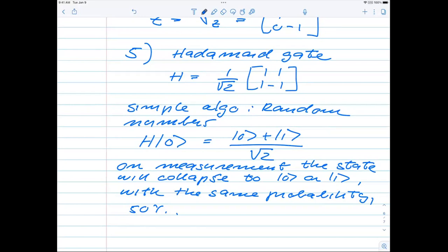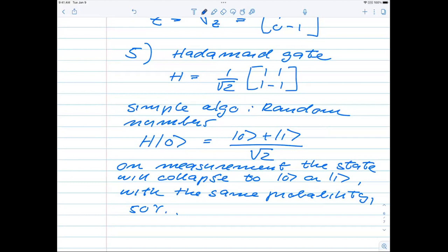If we can do this in parallel many times, we can interpret each classical measurement as a specific outcome, which is then used to generate a sequence of random numbers. So with this Hadamard gate, we could actually start making our first algorithm for setting up random numbers. Now, the Hadamard gate has some interesting properties as well.